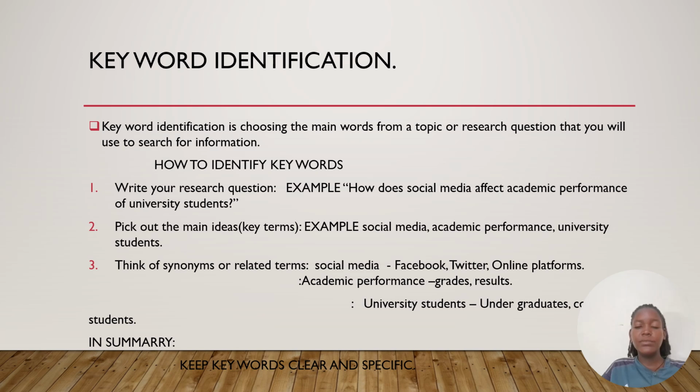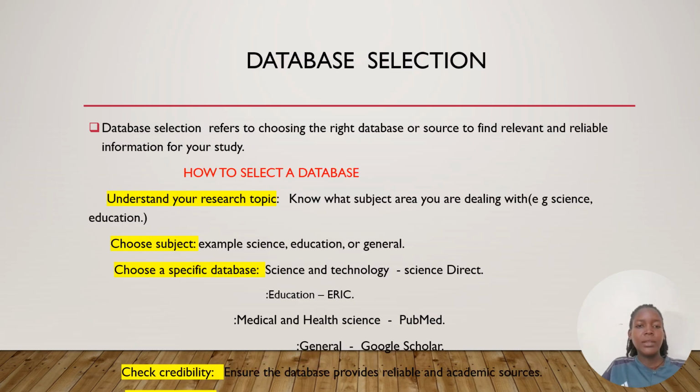Then think of synonyms or related terms. For social media, is it specific ones? Is it Facebook? Is it Twitter? Is it online platforms? Then for academic performance, it is grades or results. Then university students, is it undergraduates, college students, or postgraduates? So in summary, keep keywords clear and specific rather than getting mingled up.